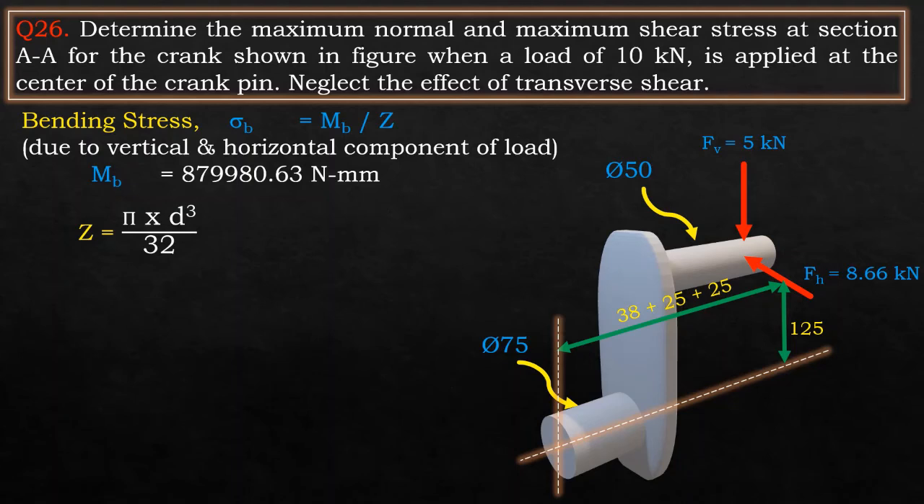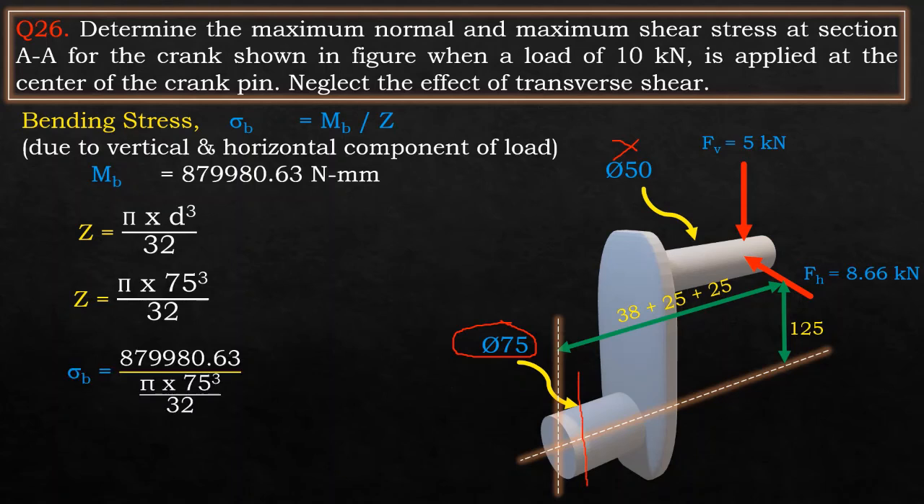There is another component which is very much required to find bending stress, that is section modulus, which is given by the equation pi d cube by 32. In this case, the diameter d has to be considered as 75 mm. It is not 50 mm, which we need to consider, because we are not trying to design the crank pin. We are trying to design the shaft at section AA. So the diameter is 75 mm. So by substituting the value of Z and bending moment, we will be determining the value of bending stress as 21.24 megapascals.